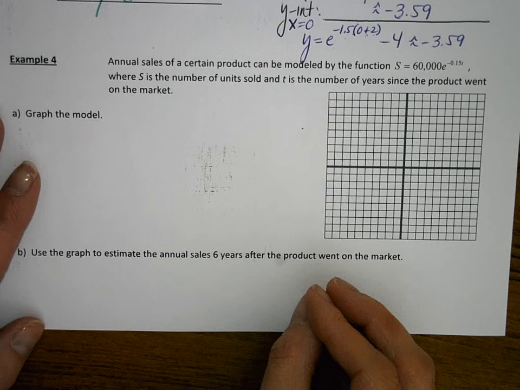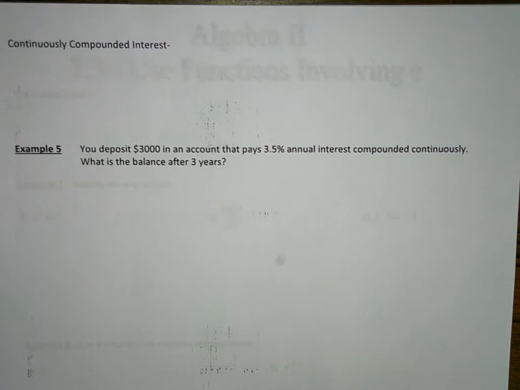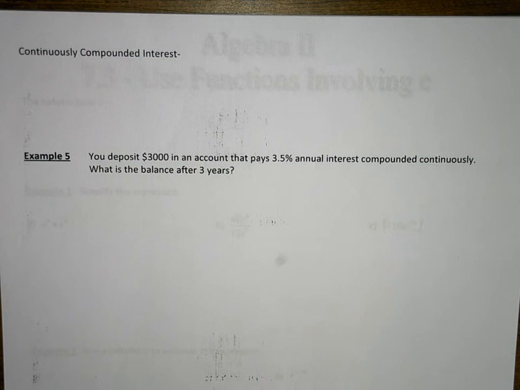Okay. Then, one example of where our number e is used is continuously compounding interest. Now, we have talked about banks finding the interest with our equation of A is equal to P times the quantity of 1 plus r over n to the nt power.